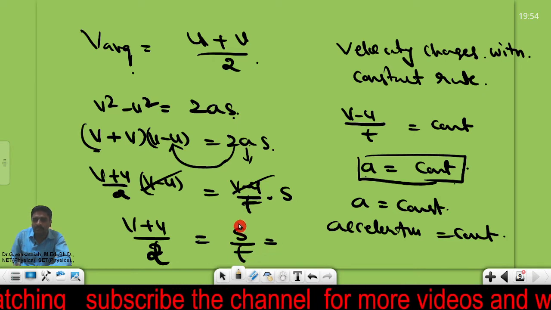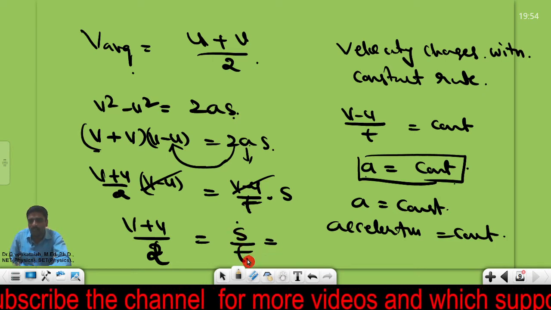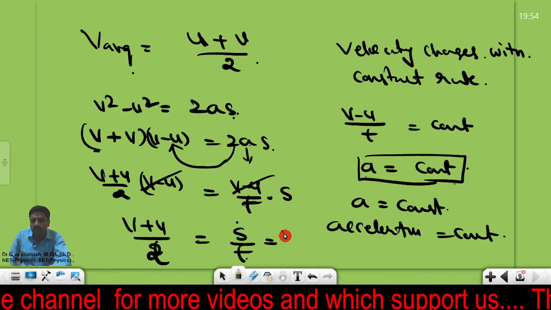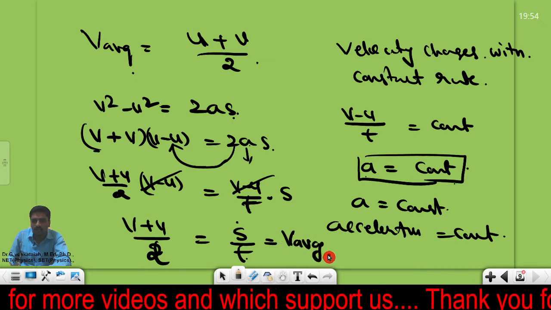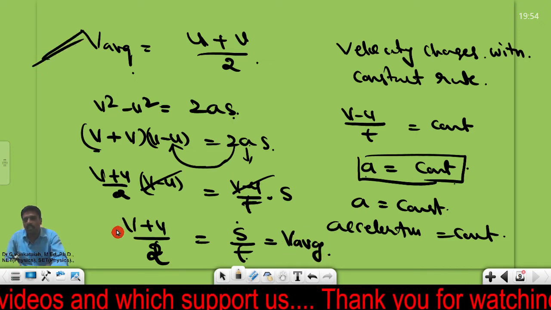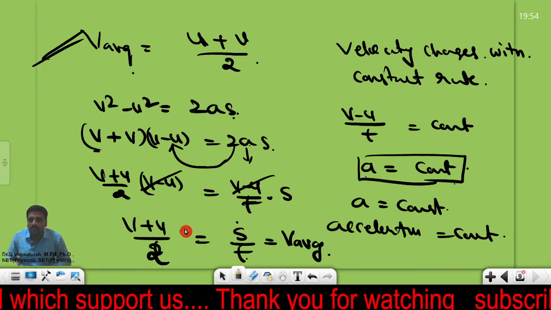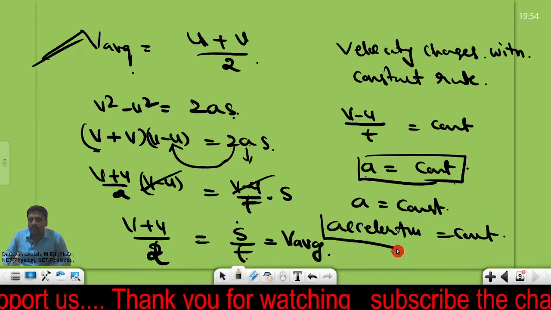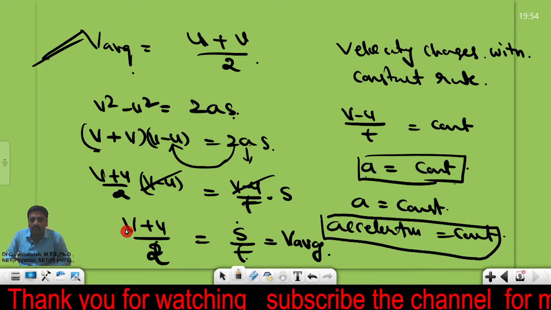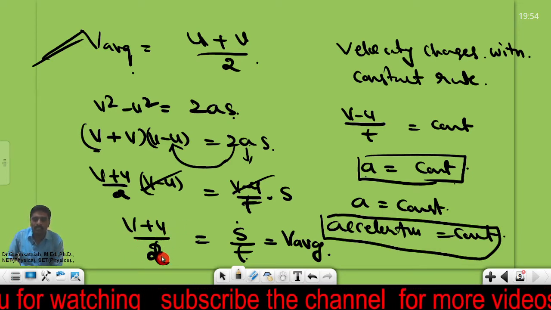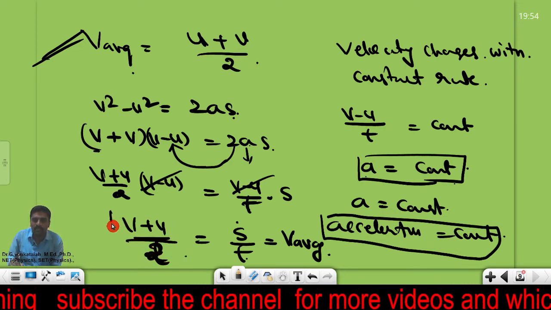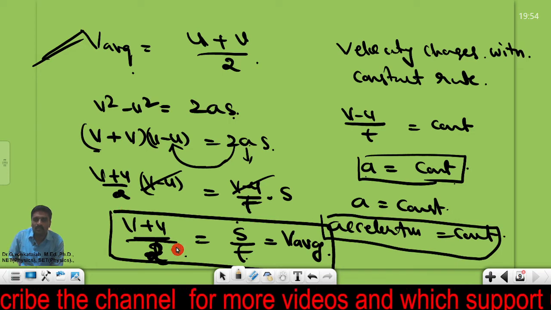S by t means the total displacement of the body in the given interval of time t, which is equal to v average. This is the formula for v average. We can use this formula only when the acceleration is constant: final velocity plus initial velocity divided by 2. We need to use this formula in problem solving.